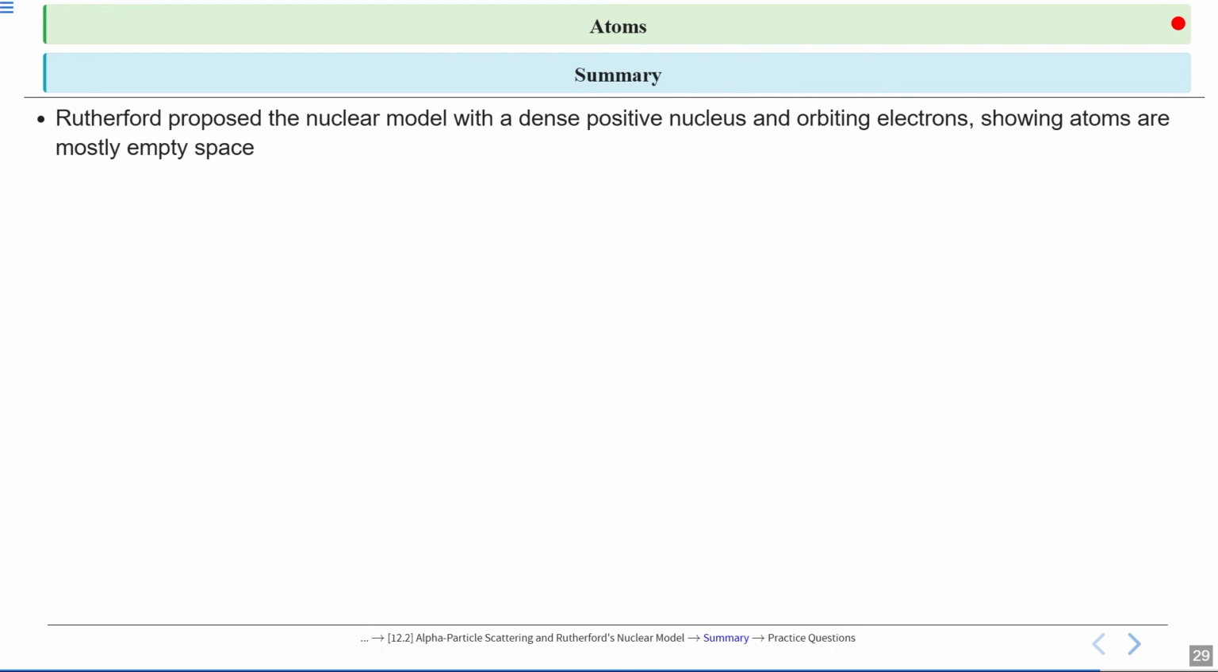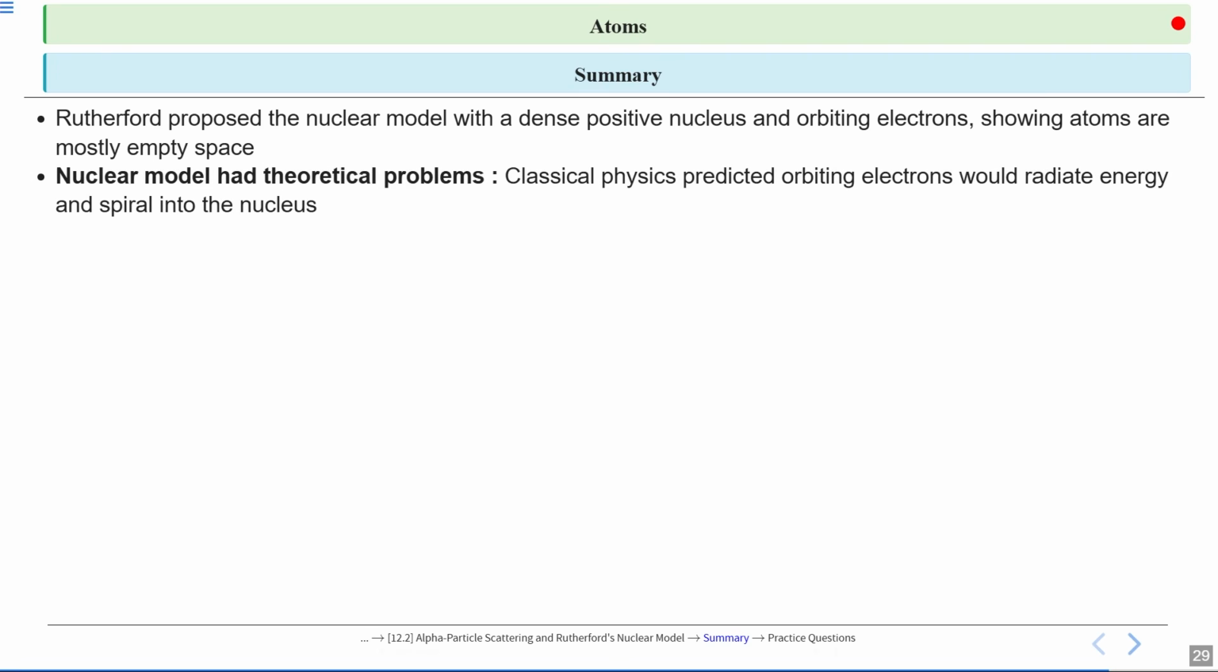Rutherford's nuclear model of atom proposed that atoms have a tiny dense positively charged nucleus at the center with electrons orbiting around it. This was a big change from earlier models, showing that most of the atom is actually empty space. Let's look at some problems with the nuclear model. According to classical physics, any charged particle moving in a circle like an electron orbiting the nucleus should give off energy as electromagnetic radiation. This means the electron would lose energy and spiral into the nucleus, causing the atom to collapse. But we know atoms are stable, so this prediction doesn't match reality.